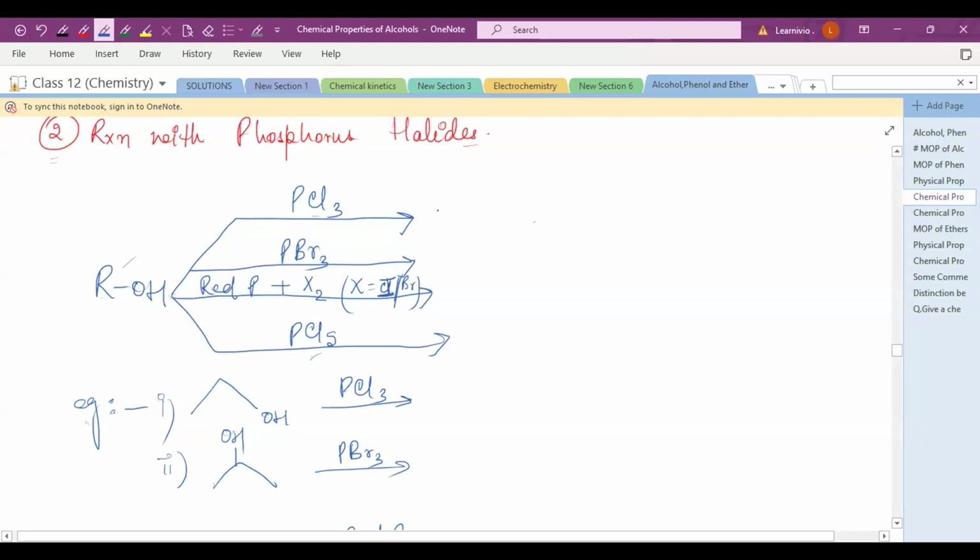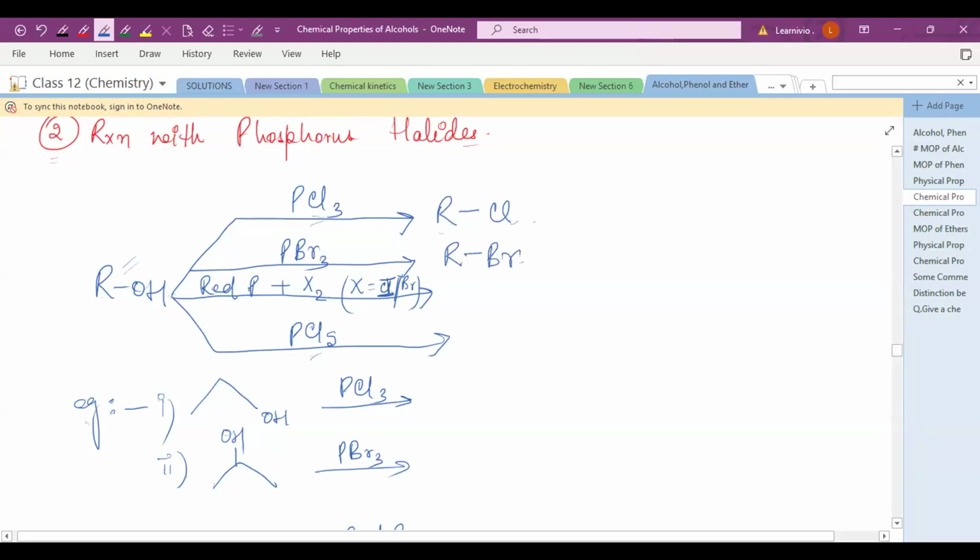Yes, RCl. So OH will be replaced by chlorine and you will get RCl. As I told you, we have discussed it in the methods of preparation of haloalkane, which means the haloalkane will be formed, right? So when alcohol is treated with PCl3, haloalkane will be formed, which is RCl. So OH will be replaced by chlorine. Similarly, second one, when ROH is treated with PBr3, here RBr is formed.